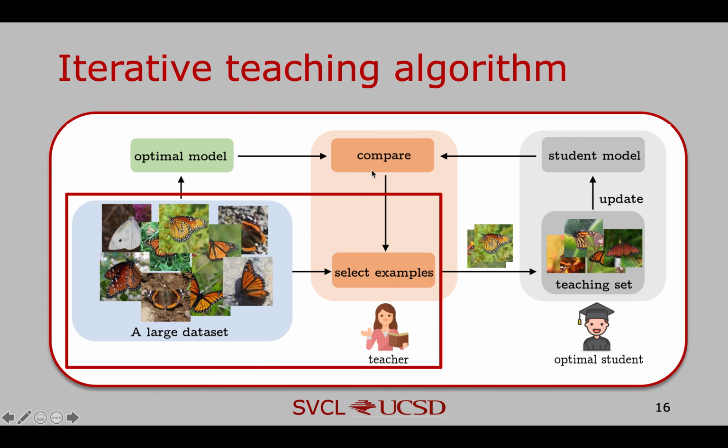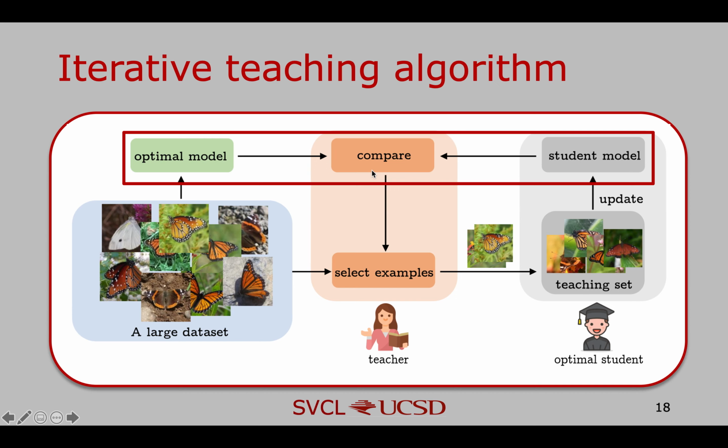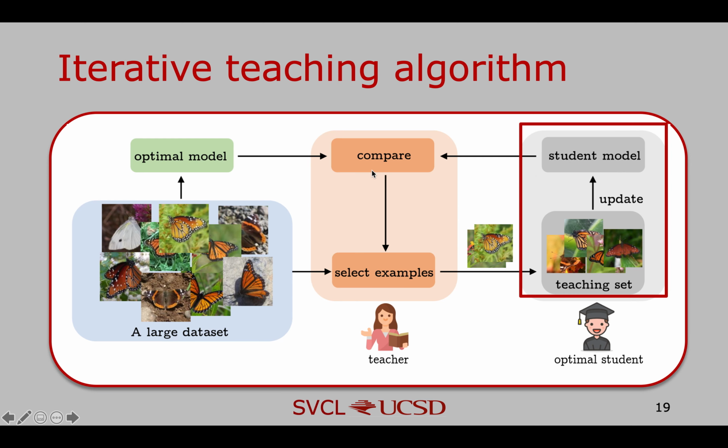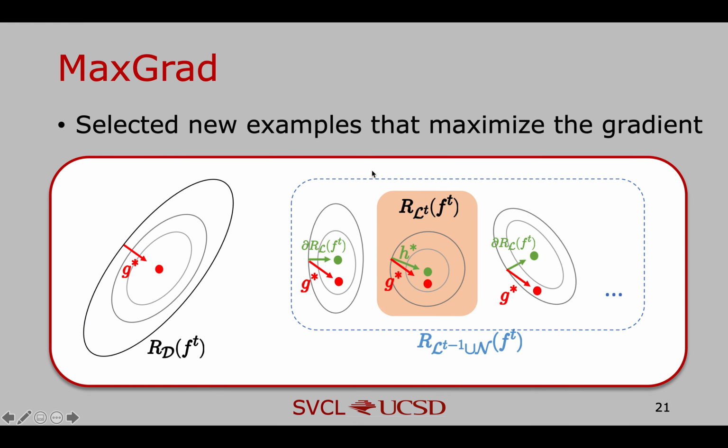At each iteration, the teacher selects a new example from the large dataset to complement the small teaching set used by students to learn a task. Examples are selected by comparing the current student model to the optimal model for the larger dataset. The optimal student uses the teaching set to update his or her model and feeds back its prediction to the teacher. So the core is how to select the new example. In this paper, we argue that the optimal example should be the one that can maximize the gradient if the student network trains on it, and consequently speed up the learning process. So we name it MaxGrad.